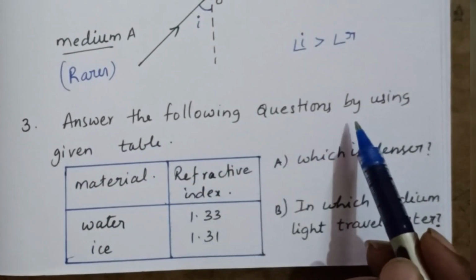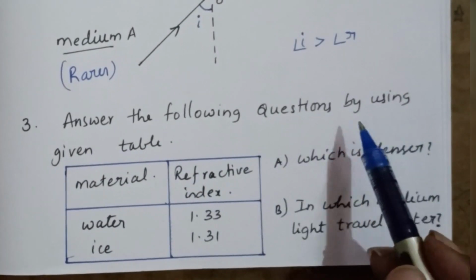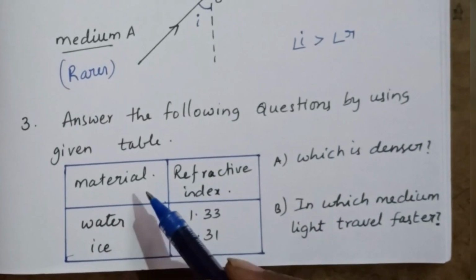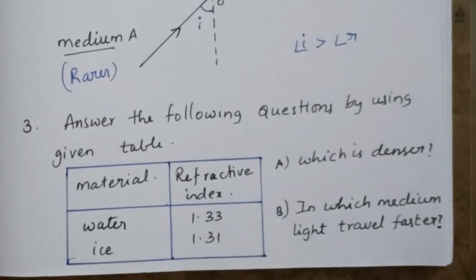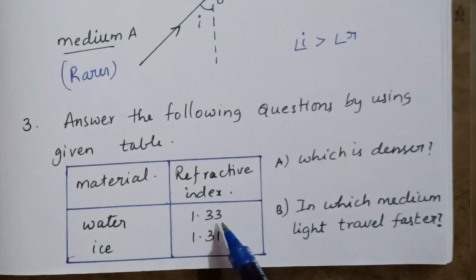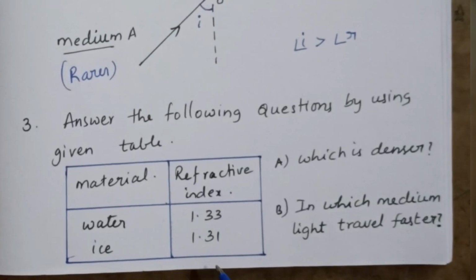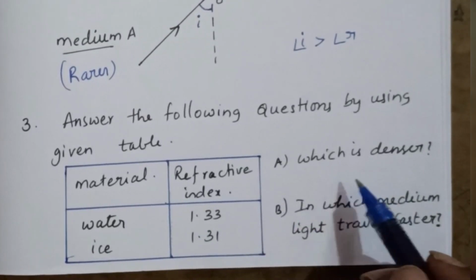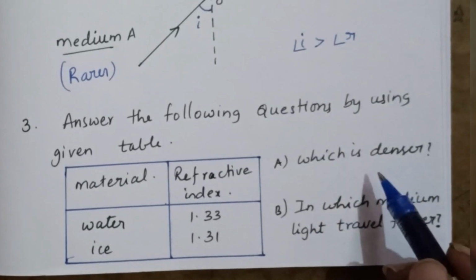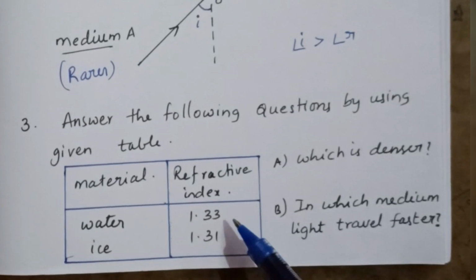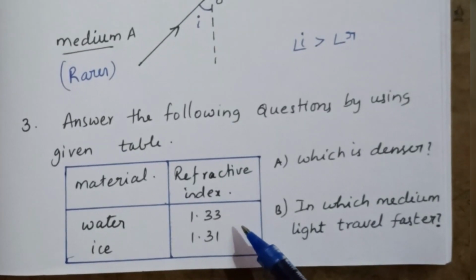Answer the following questions by using the given table. They gave a table, material and refractive index. Water, its refractive index is 1.33. Ice, its refractive index is 1.31. Now the questions, which is denser medium? Here, which has more refractive index?